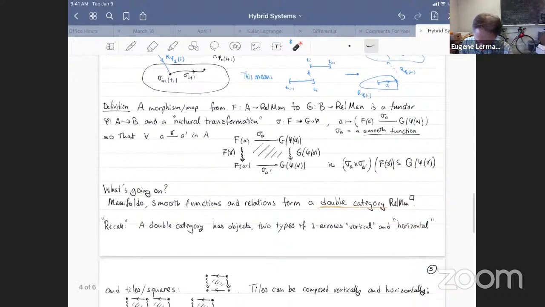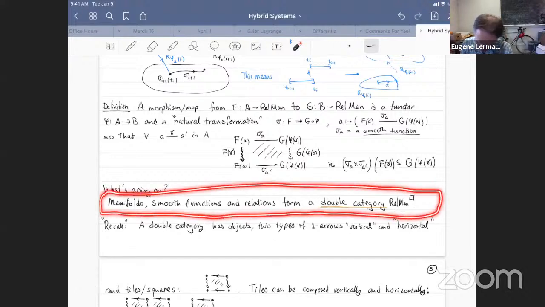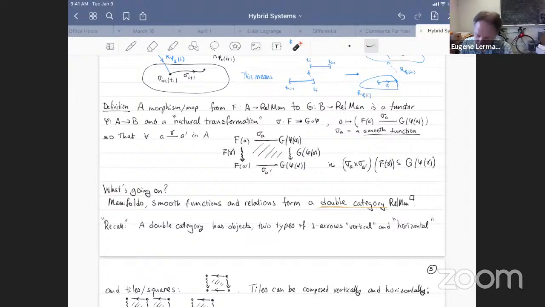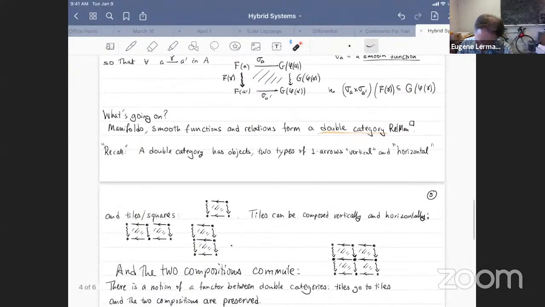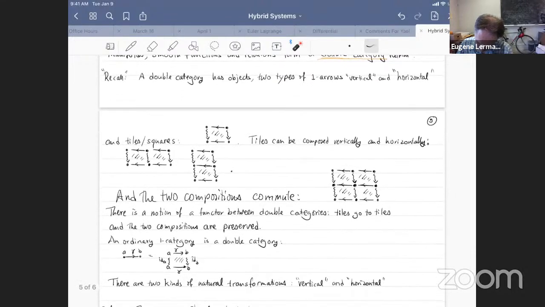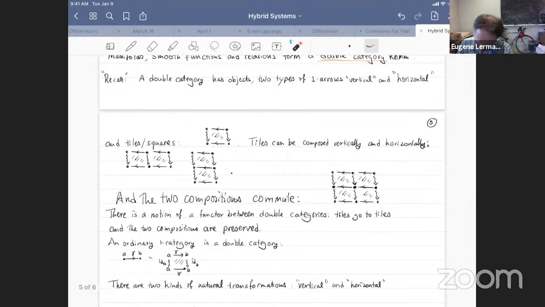So what's going on? The point is something I've been telling you but haven't spelled out: manifolds, smooth functions, and arbitrary relations form a double category. I'm going to put a little square up here just to remind me that it's a double category. I asked Tim when I was invited to give a talk if people are comfortable with double categories, and he told me to quickly remind people. So let me remind you what a double category is.